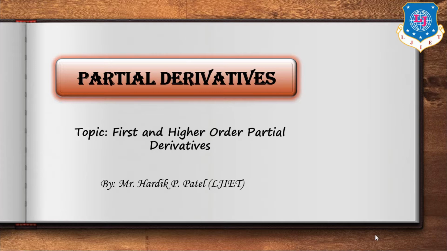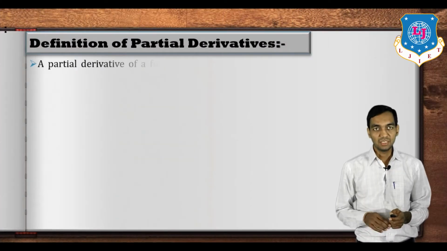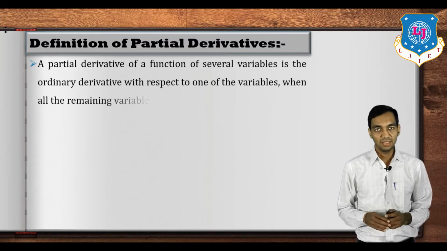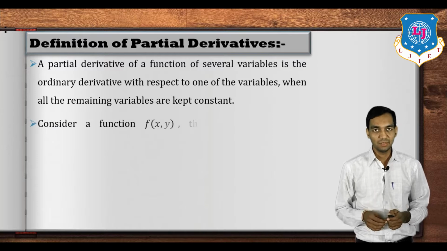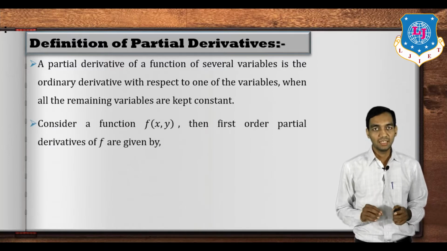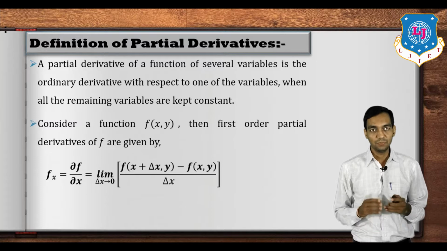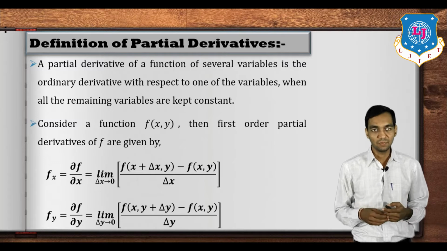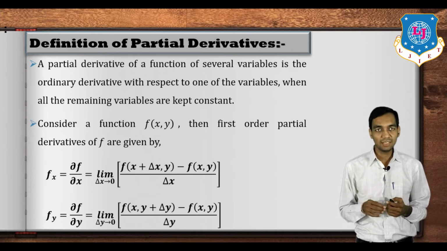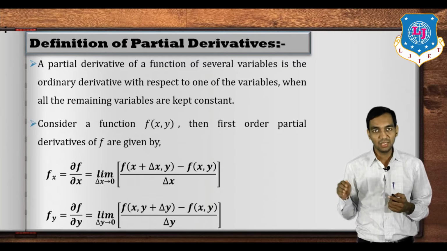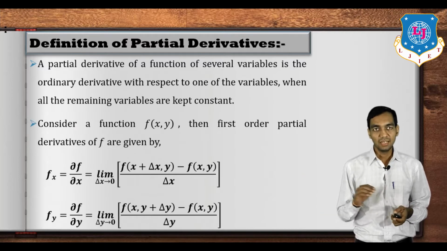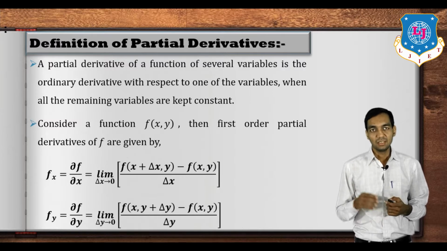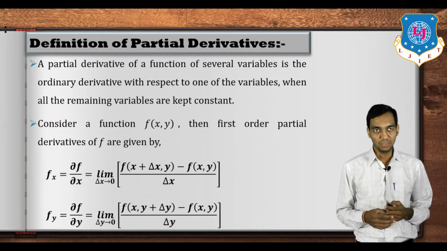Now first of all, the definition of a partial derivative. A partial derivative of a function of several variables is nothing but an ordinary derivative with respect to one variable when all the remaining are kept constant. That means if you have any multivariable function, that is, a function of more than one variable, then only a single variable is treated as a variable and all the remaining are treated as constants, and then we differentiate with respect to the single variable which we have considered. That derivative is called a partial derivative.